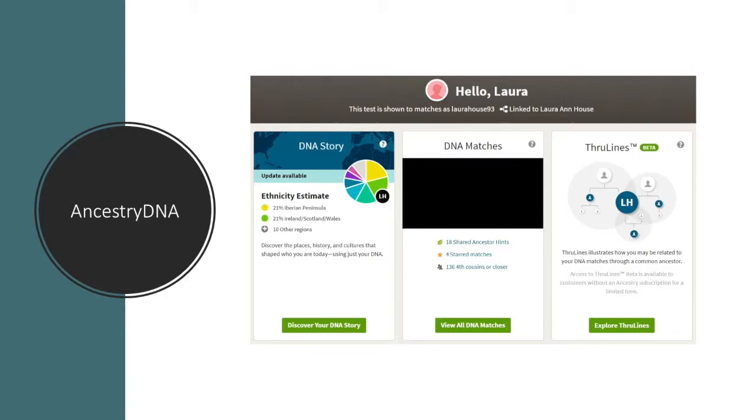It does have some limitations. There's no chromosome browser, which means that we can't see the segments of DNA that we share with our matches mapped onto our chromosomes. So if we do share DNA with someone, we have no way of knowing on this website whether we share it on chromosome 3 or chromosome 5, and we can't see if three of us all share the same DNA segment on the same chromosome. So that's a bit of a limitation. And you can't transfer your data to Ancestry for free, whereas you can with some of the other companies. I'll talk you through that in just a sec.